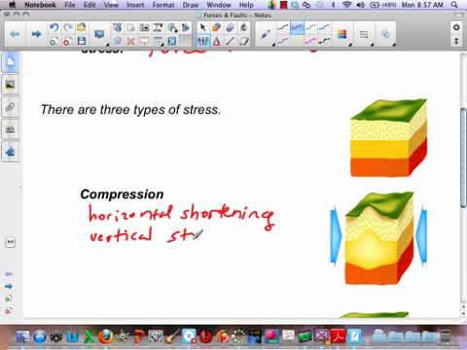We're getting a vertical stretch. So that's with compression, what's being pushed together.